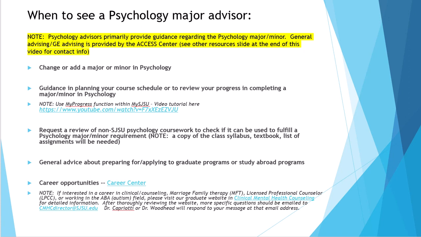Now, in order to plan your course schedule, I think it's very helpful that you use the My Progress function within MySJSU. If you're not familiar with it, I've included a link to a video that walks you through how to use it. It's important to know how to use that function because the My Progress report generates a report of all of the classes you've already completed, the courses that are in progress, and more importantly, the courses that you still have to complete in order to fulfill your major requirements and your graduation requirements. The courses that you still need to complete are marked in red, the courses that are in progress are marked in yellow, and the courses that you've already completed are marked in green.